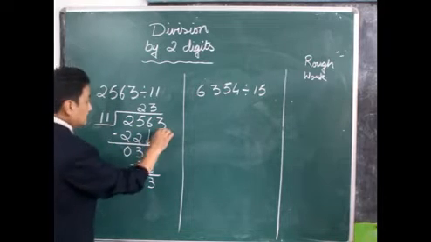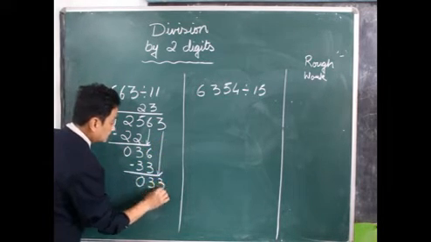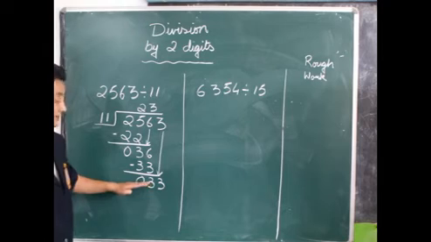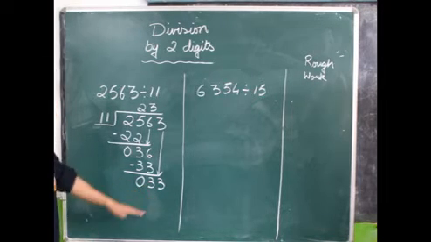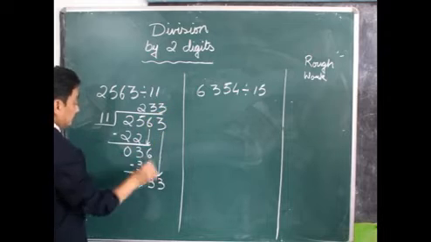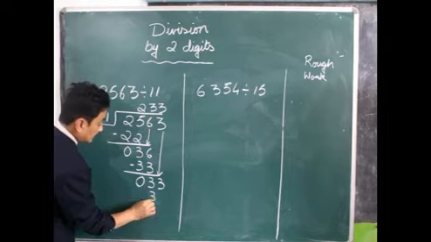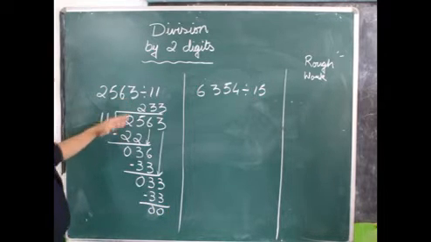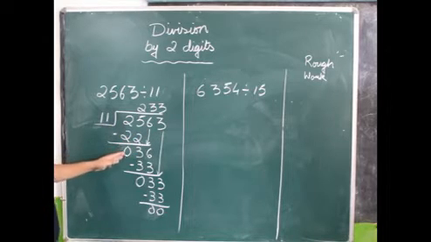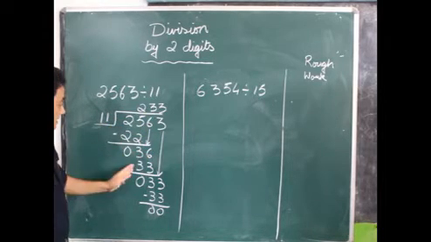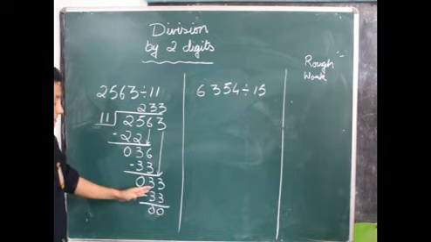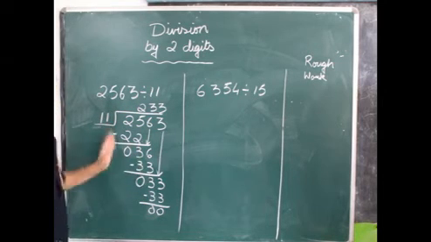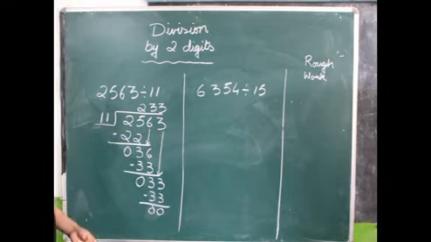So we bring down the last digit 3. Now we have 33 here. 11 ones are 11, 11 twos are 22, 11 threes are 33, and we have 33. Very good. So 11 will go into 33 how many times? 11 threes are 33. 11 twos are 22, 5 minus 2, 3, 2 minus 2, 0, bring down 6. 11 threes are 33. 36 minus 33, 3. And then we bring down 3. 11 threes are 33. That was an easy one because you know the 11 times table.